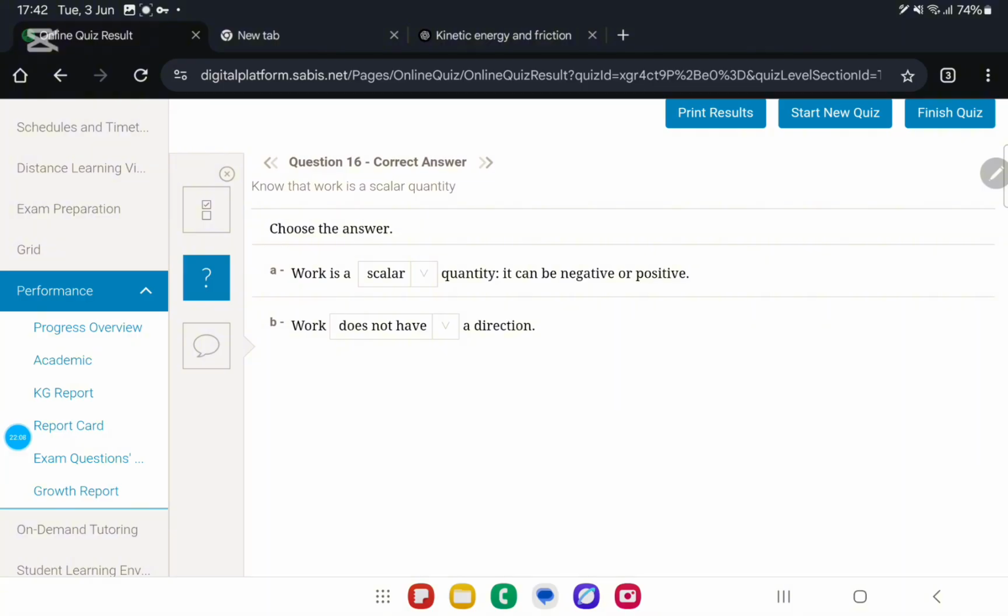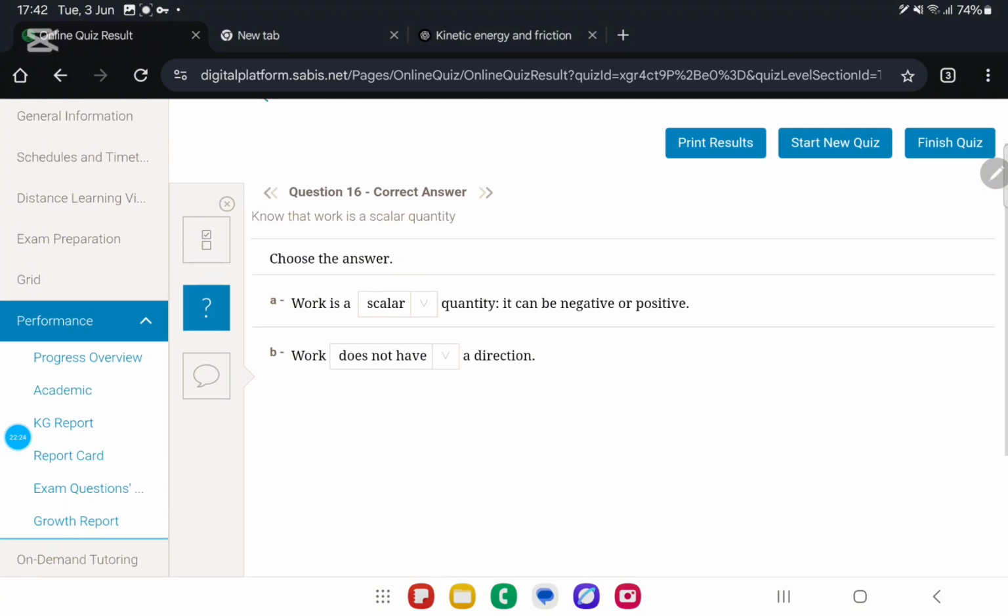Work is a scalar quantity. It can be negative or positive. We've applied it last week and this week too. When there's a resistive force, it can be negative, right? But if it's motive, it can be positive. So that makes sense. Work does not have a direction. That's why it's scalar.